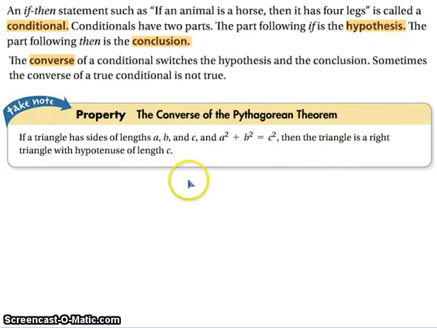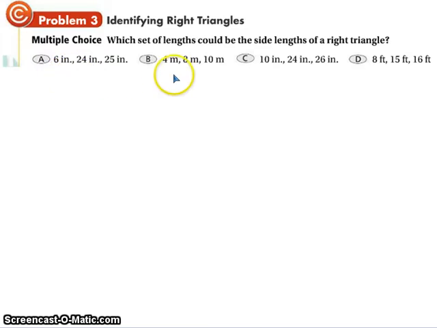Okay? The converse of the Pythagorean Theorem. If a triangle has sides of length A, B, and C, and A squared plus B squared equals C squared, then it is a right triangle. Okay? So if something fits into the Pythagorean Theorem, then that makes it a right triangle. Well, that's actually true. So that's what they're going to ask you to do. They give you three sets of numbers, 6, 24, and 25, and they ask you, is that a right triangle? Okay? So you just plug them in, A squared, B squared, C squared, and work it out. Okay? Same thing with each one of these. You would try each one, whichever one works is the right triangle.